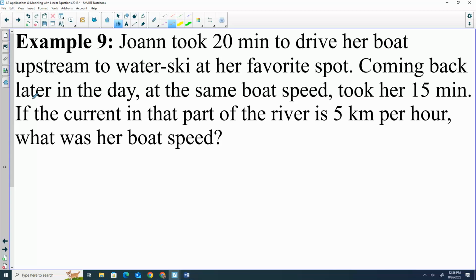Joanne took 20 minutes to drive her boat upstream to water ski at her favorite spot. Coming back later in the day at the same boat speed took her 15 minutes. If the current in that part of the river is 5 kilometers per hour, what was her boat speed? Where do we begin? Okay. What's the formula across the top?